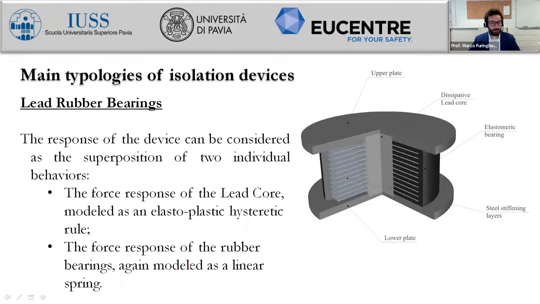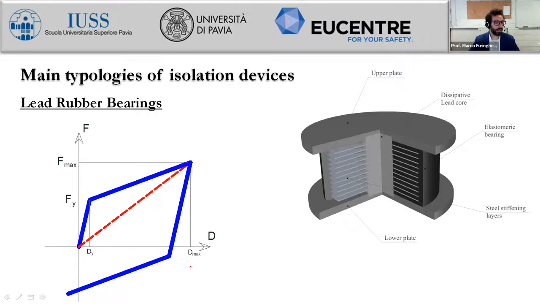So the response of the device, as I mentioned, can be considered as the summation, the superposition of two individual behaviors. So the force response of the lead core, which is an elastoplastic hysteretic loop, and the rubber response, which is again modeled as a linear spring. So this is the final modeling assumption that we can consider in design and assessing structural systems base isolated through lead rubber bearings. So we will have the initial stiffness, which is directly related to the lead core response.